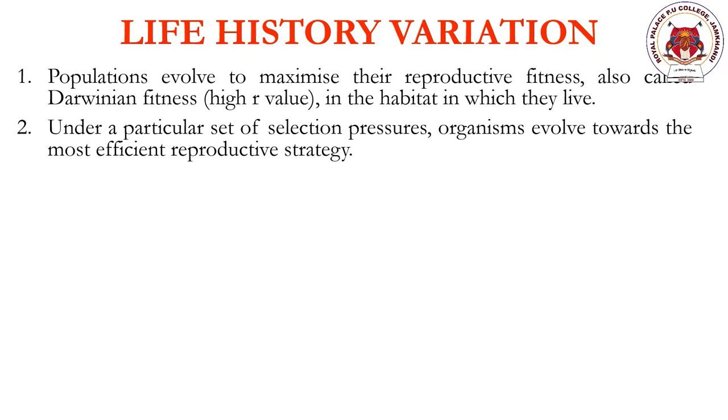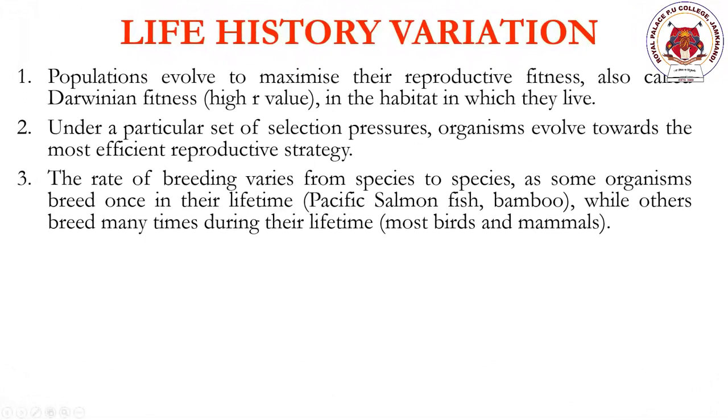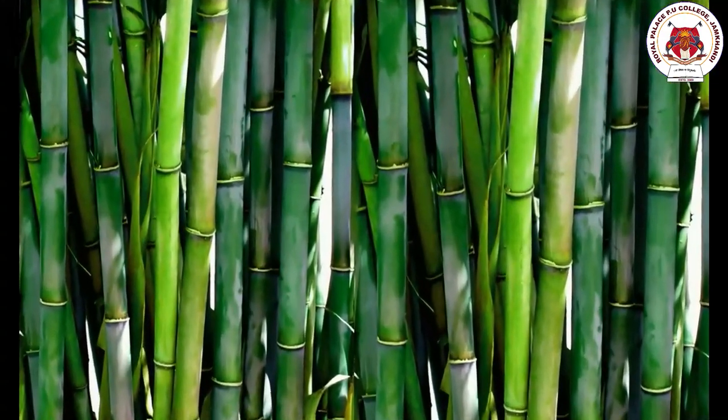They have to adapt to that atmosphere by changing their habits, their needs, and their internal and external bodily functions. Now, there are different species, and different species have different breeding varieties. Some organisms breed only once in their lifetime, which means that if they give birth only once, their entire life cycle is over. We can take the example of the Pacific salmon fish, or in plants, bamboo, which we have already studied in chapter number 1.